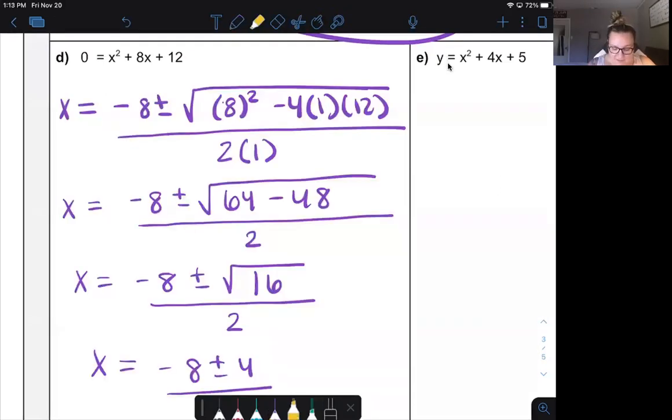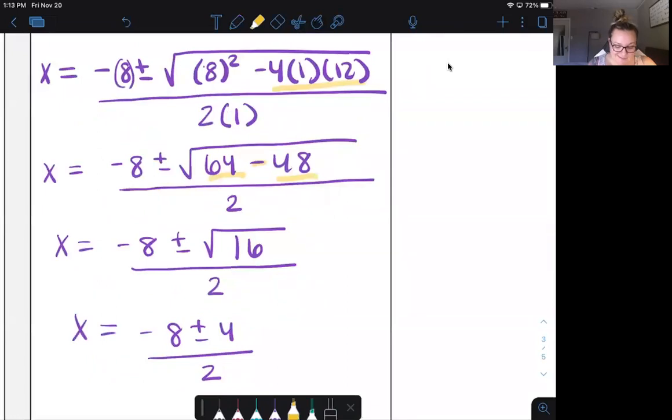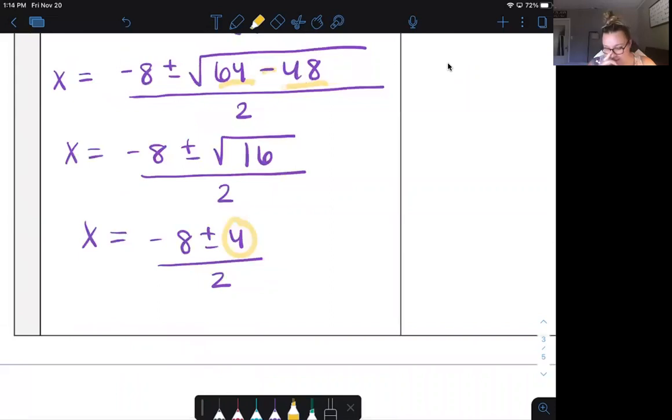All right, so when you plugged A, B, and C into the quadratic formula, you should have the negative of 8. I should have put 8 in parentheses here. The negative of 8 plus or minus the square root of 8 squared minus 4 times 1 times 12 all over 2 times 1. Then x is equal to negative 8 plus or minus the square root. 8 squared is 64. Negative 4 times 1 times 12 is negative 48. 64 minus 48 is 16. The square root of 16 is 4. So we end up with x equals negative 8 plus or minus 4 all over 2.